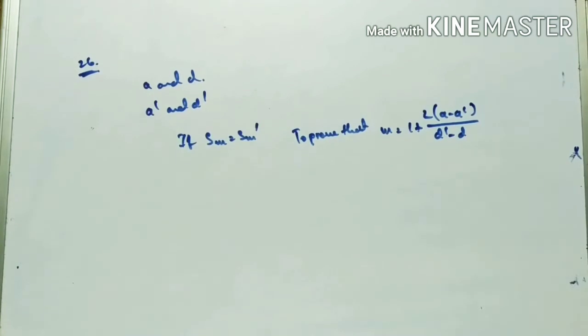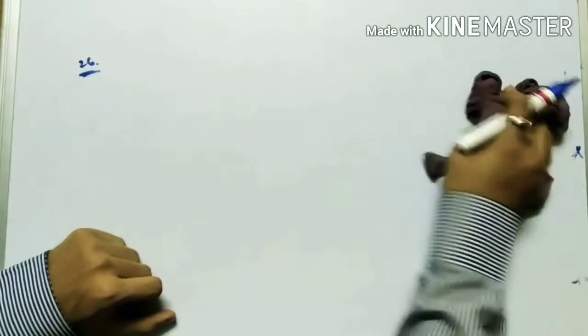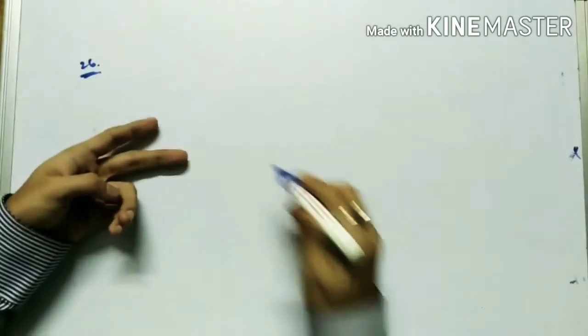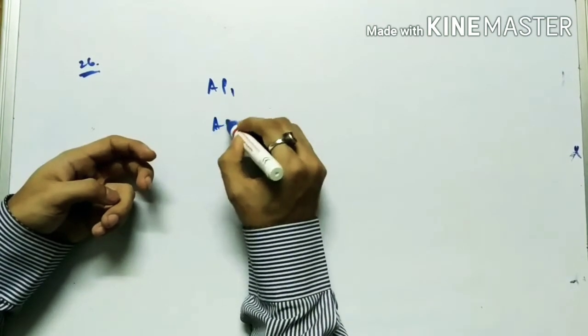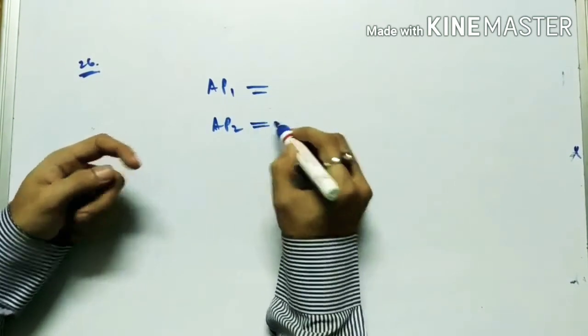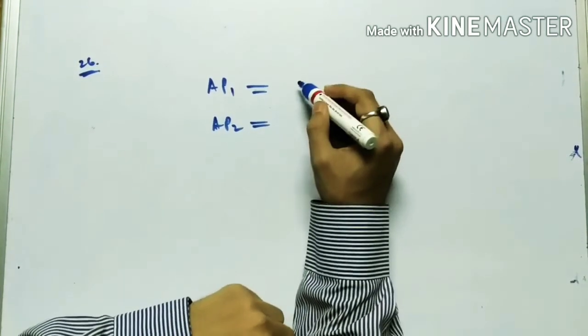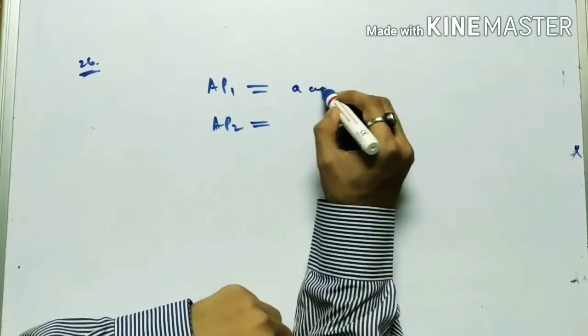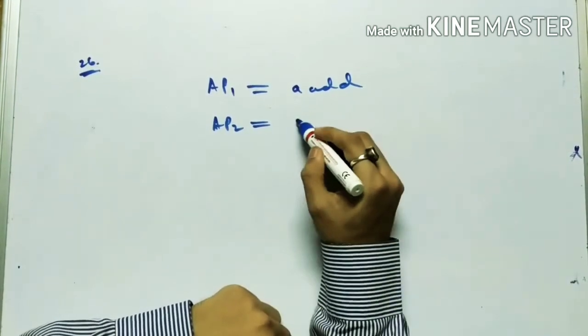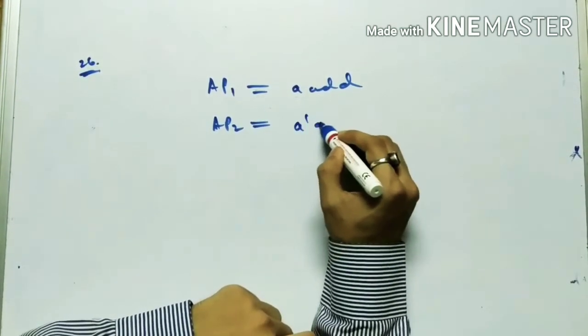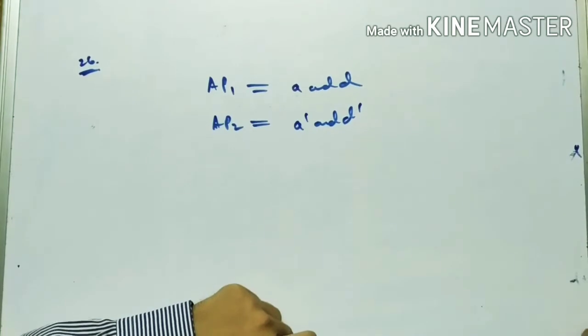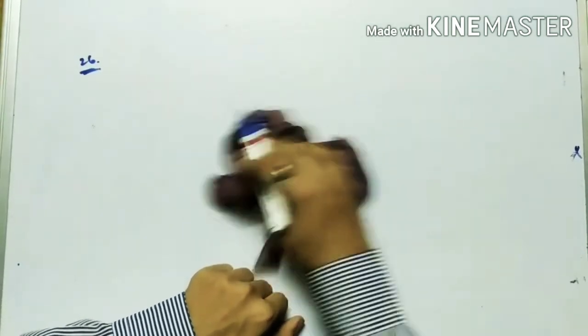Okay, so first of all, let me write it. In here you see two APs are there, AP1 and AP2. Understand? So the first term and the common difference of the first AP are A and D, and for the second AP the first term and the common difference are A dash and D dash. That one I will have to prove here.